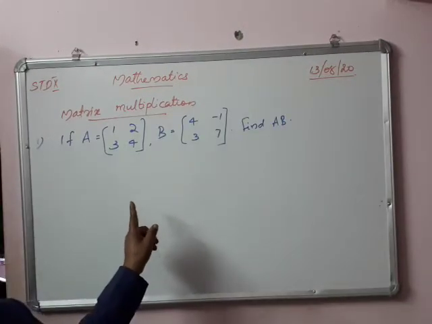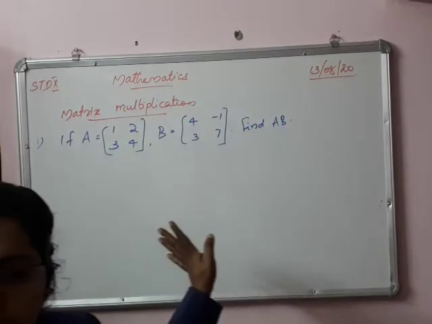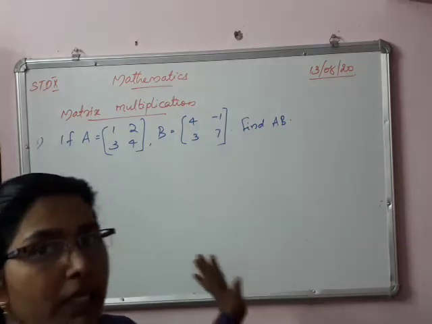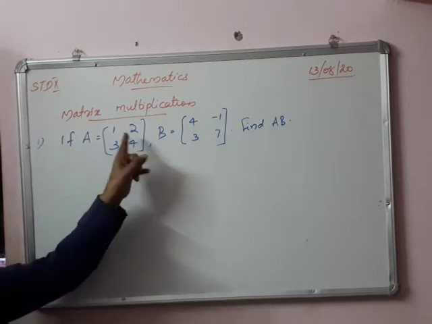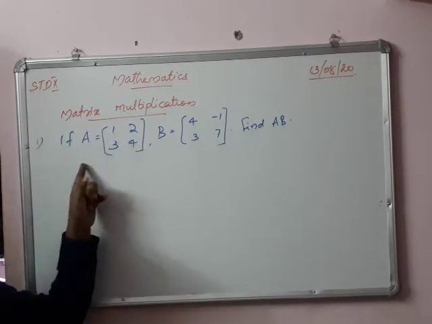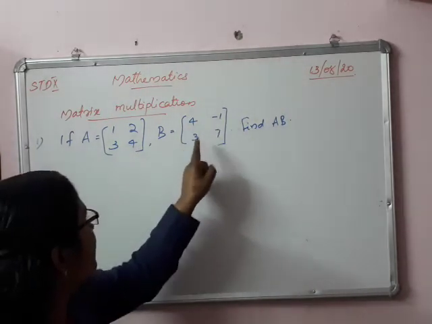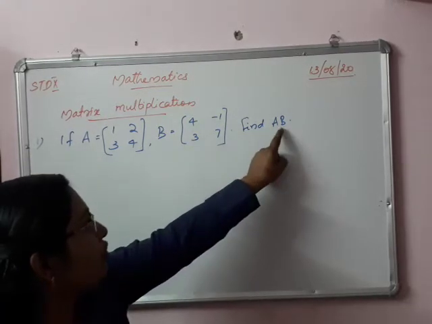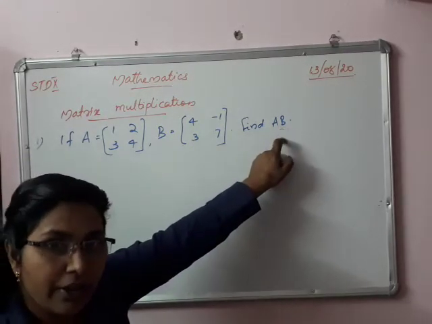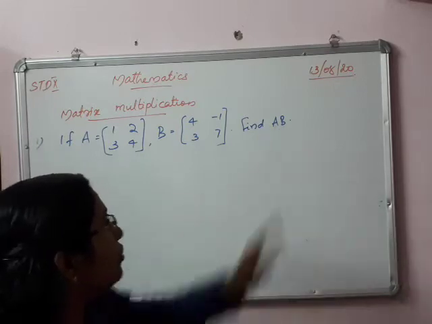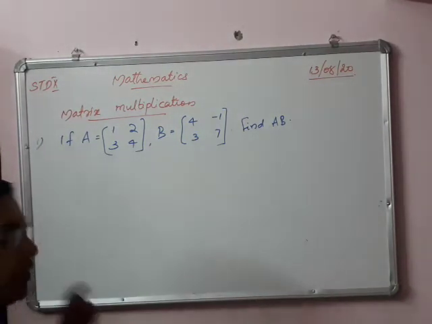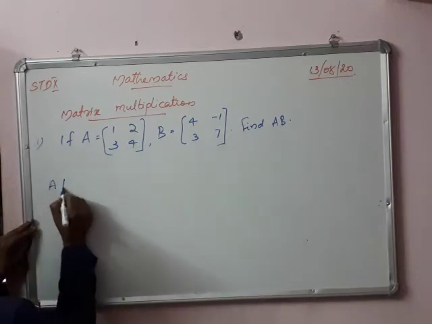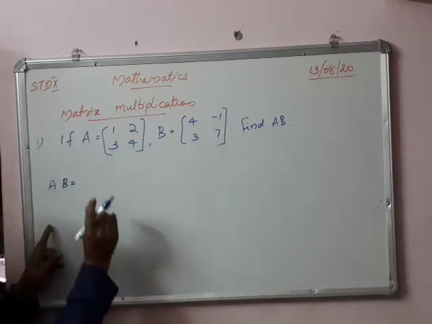Then one question for you based on matrix multiplication. It is a very important topic, matrix multiplication. Here, listen. If A is equal to 1 2 3 4, that is one of the matrices, and B is equal to 4 minus 1 3 7. Find AB. You know the meaning of AB. AB means A into B. How can we multiply A and B? Listen to me carefully.